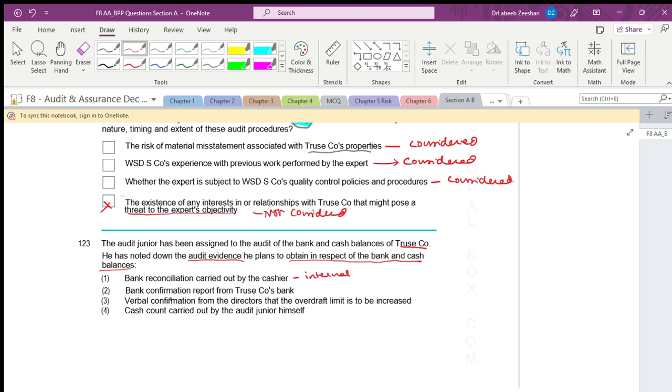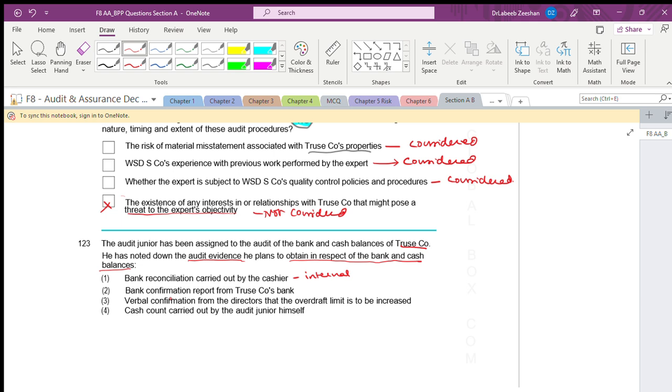Now, when you are revising this in future, you have to make sure of these points. Internal confirmation is weaker. External confirmation is stronger. Written confirmation is stronger. Oral confirmation is weaker.